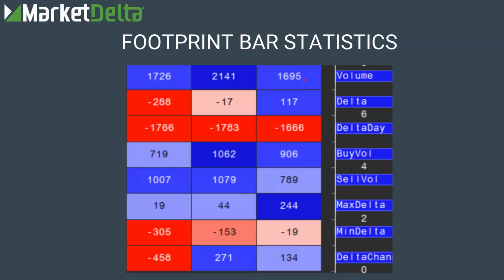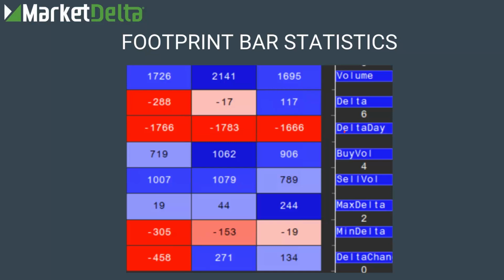So volume is just total volume. It gives you a raw number, how much volume traded within the bar. Delta is the delta for the bar. And for those of you who don't know what delta is, think of it as order flow. More specifically, it's the difference between the aggressive buy and aggressive sell volume as we define it. Any positive number represents positive order flow, more aggressive buying. Any negative number, or red here, represents more aggressive selling, more hitting of the bid.